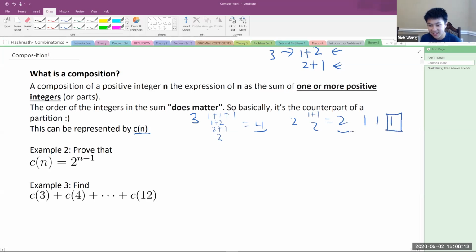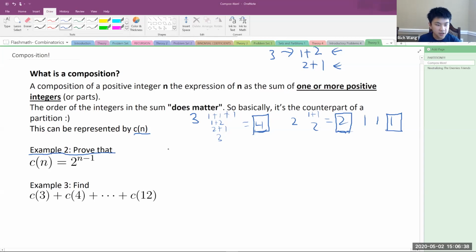And if you look at these, not sure if you guys noticed any sort of suspicious thing going on. And I'll give you a hint. If you want to find C of 4, that's equal to 8. So yeah. And as a result, if you guys noticed a suspicious pattern, which was just multiplying by 2, for our first example, we're going to be proving that the number of compositions of n is just equal to 2 to the n minus 1.